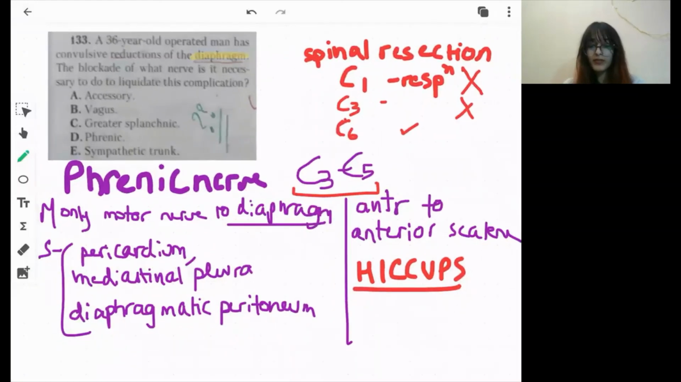So anyways, the answer would be the phrenic nerve. Because convulsive contractions, again, what is it? Hiccups. These are hiccups. And it is because of irritation or stimulation of the phrenic nerve. So to stop this, the phrenic nerve should be blocked.